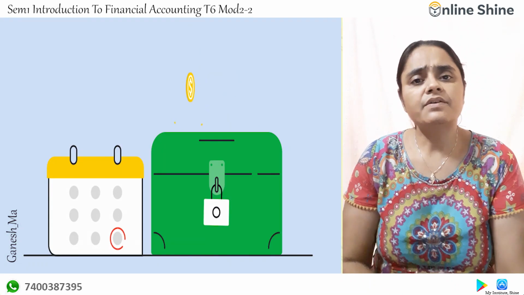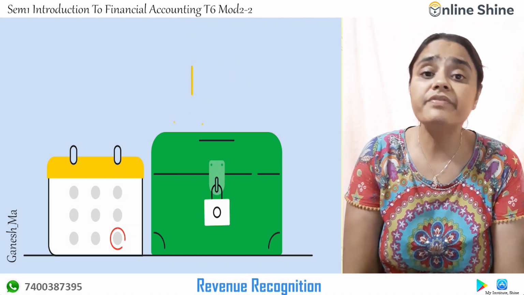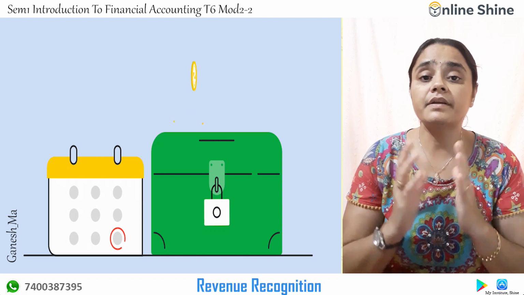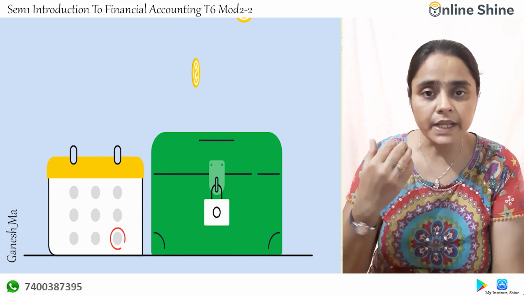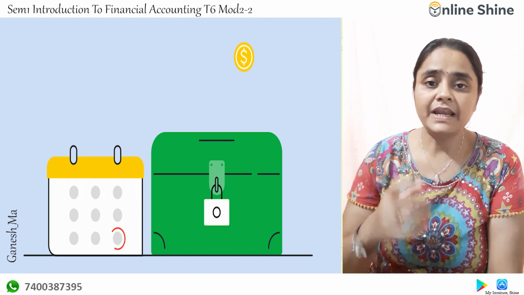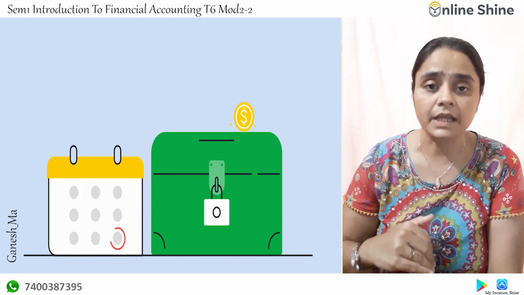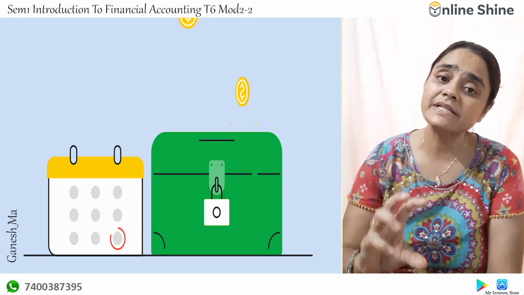Third accounting standard, very easy to understand, AS 9, that is accounting standard 9, revenue recognition. Now, first of all, understand revenue. Revenue means some kind of income. When I'm selling goods, when I'm providing services, definitely I am earning income against that. That is called my income, or you can say revenue.